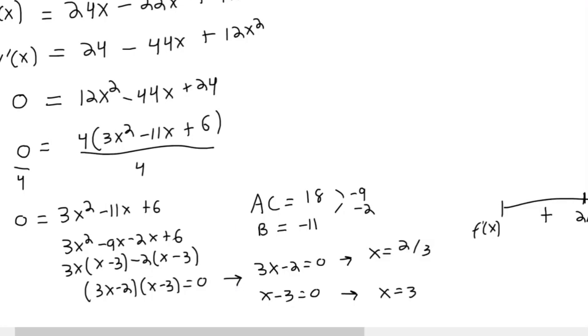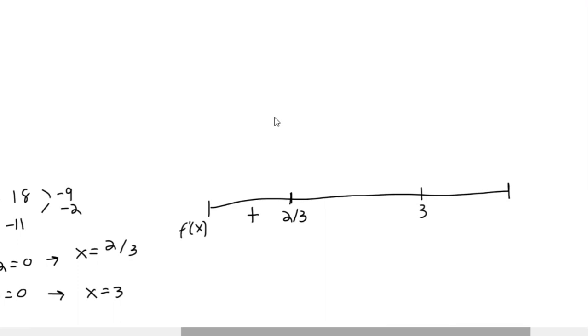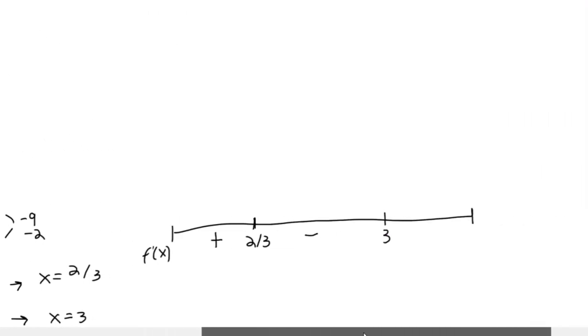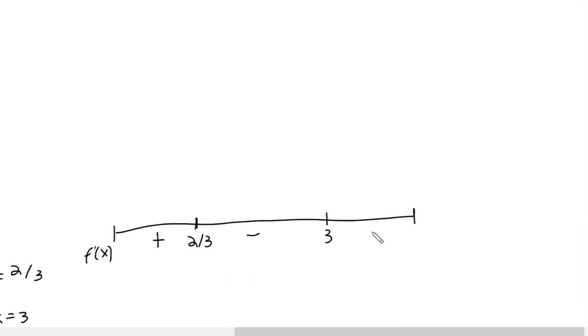And I'm going to get a negative value. I'm going to get negative 8. Okay, and then let's just try a value to the right of 3. Let's just try 100. So 24 minus 44 times 100 plus 12 times 100 squared. And I get a positive value, and I get 115,624, so it's positive.